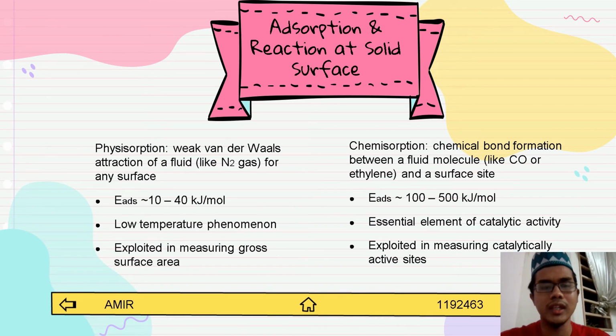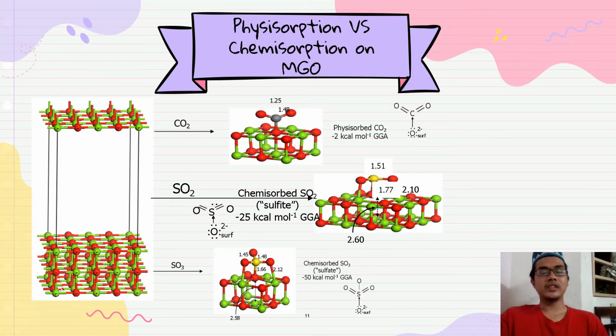As on the slide, we can see the energy released when adsorption happens. Chemisorption has a higher energy release when adsorption happens. It indicates that chemisorption is stronger than physisorption. So for the next part is physisorption versus chemisorption on magnesium oxide.